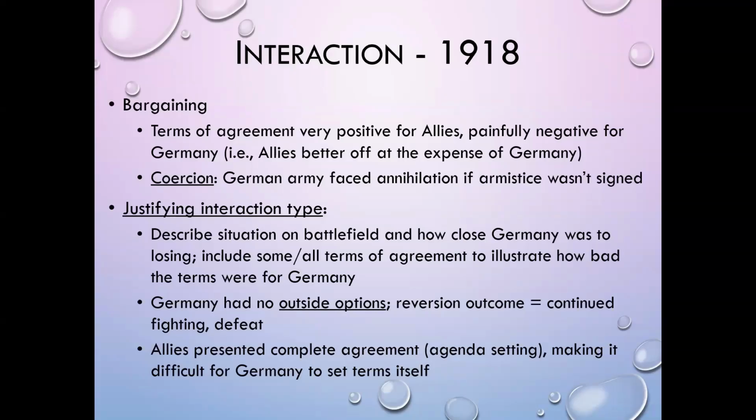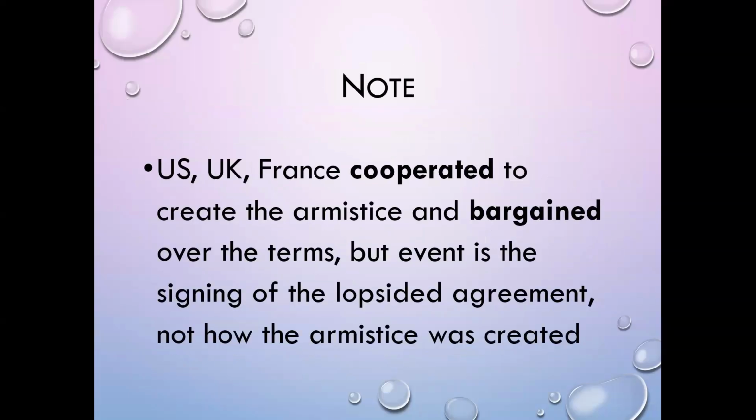Okay, now I want to note that the US, Britain, and France had all cooperated to create the terms of the armistice, and they had bargained over those terms. The US wanted to be a little bit more forgiving in the terms, and Britain and France were like, oh, hell no. So among those three actors, there was both cooperation to figure out what they were going to do together, and then bargaining over those terms.